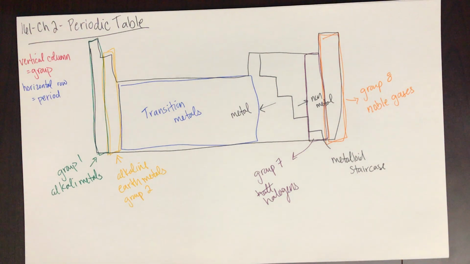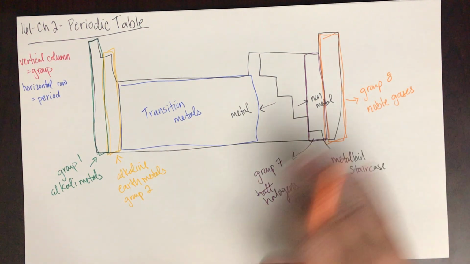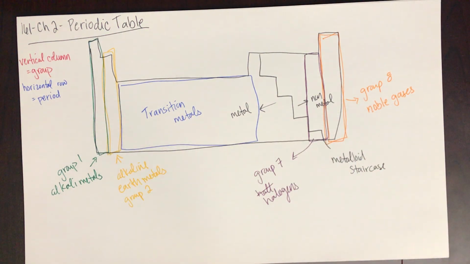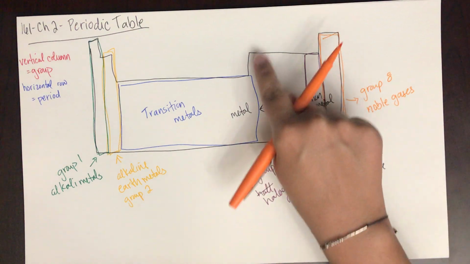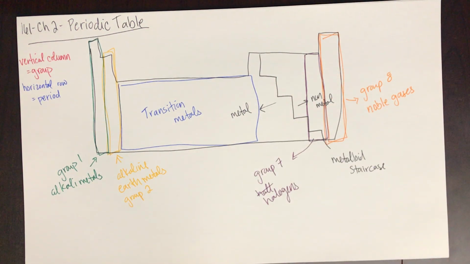So we will learn a lot more about the periodic table as we proceed through the rest of this class. It's important that you're able to identify elements in these different categories, knowing if something is a metal or a nonmetal, if it's a noble gas, halogen, alkaline earth metal, or alkali metal, and that this metalloid staircase separates the metals and the nonmetals.